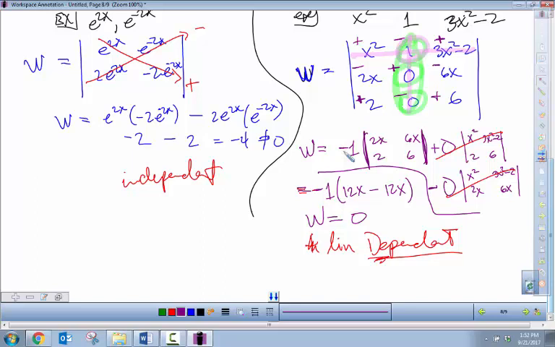Or take my linear algebra class. We're going to be doing determinants in a few weeks.